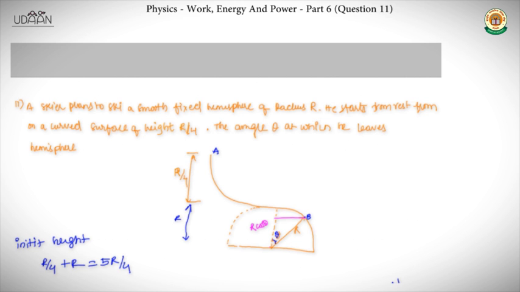And then we have simply used the conservation of mechanical energy, since the surface is assumed to be frictionless, and we have taken the initial energy and the final energy and equated them and found out the angle at which it leaves the hemisphere.